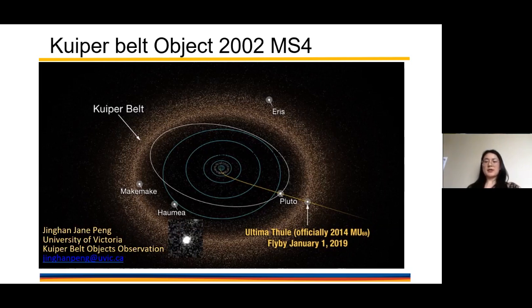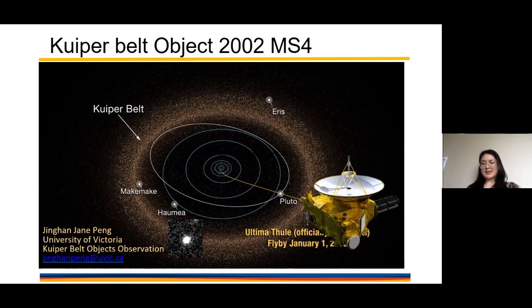So in this diagram, you can see there is a ring, the Kuiper belt, and then I have a fake object 2002 MS4 on the top left. And if you can click again, please, thank you, and again.